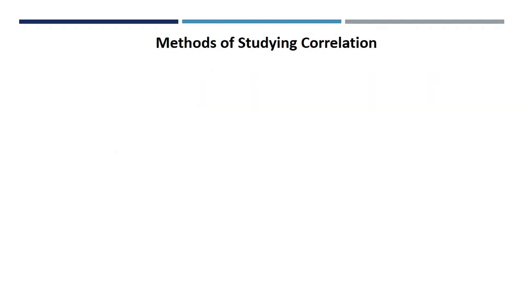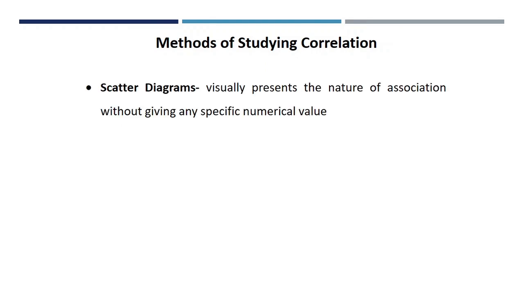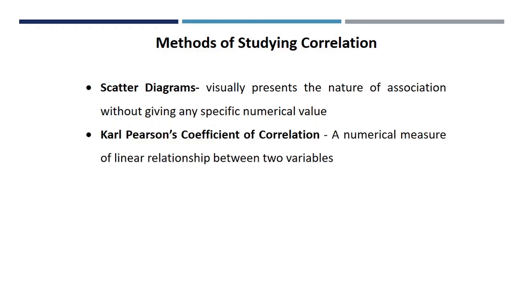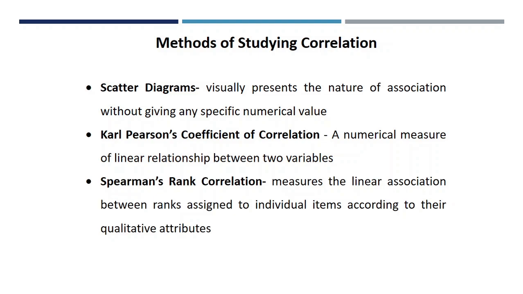Commonly used methods for studying correlation between two variables are, first, the scatter diagram, which represents visually the nature of association without giving any specific numerical value. Next, Karl Pearson's coefficient of correlation. It gives a numerical measure of the linear relationship between two variables. And the third one is Spearman's rank correlation, which measures the linear association between the ranks assigned to individual items according to their qualitative attributes. Spearman's rank correlation is the only one which we can use for qualitative attributes.